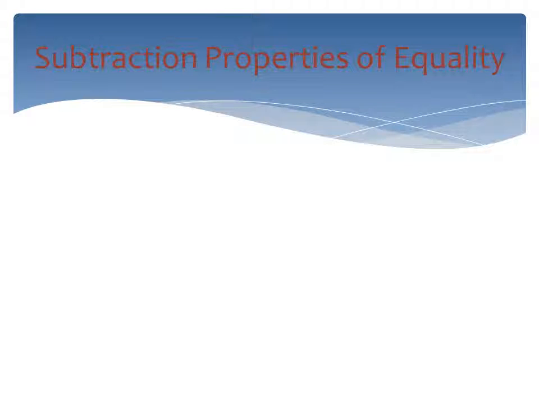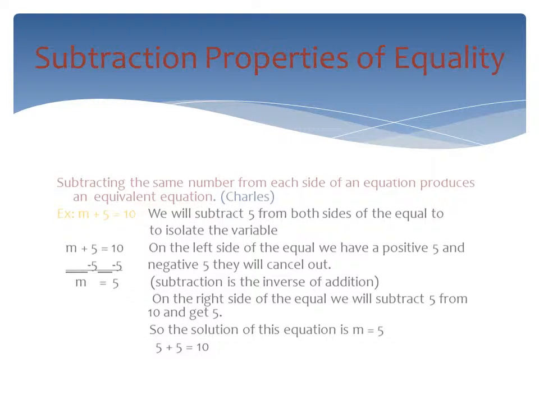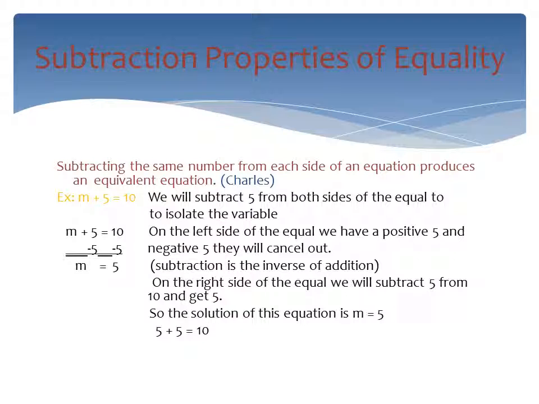Subtraction properties of equality. Subtracting the same number from each side of an equation produces an equivalent equation. Example: m plus 5 is equal to 10. We will subtract 5 from both sides of the equal sign to isolate the variable.